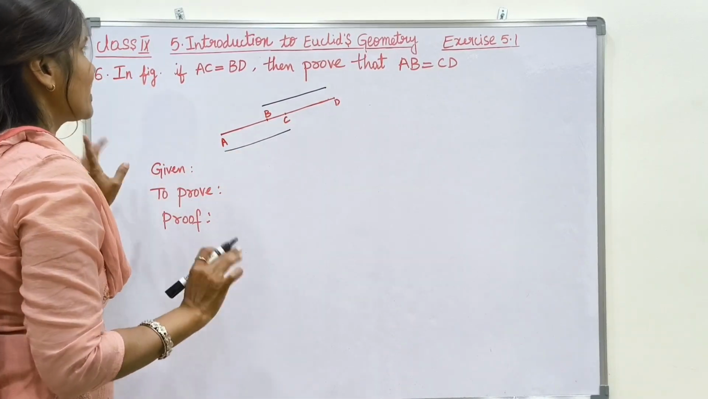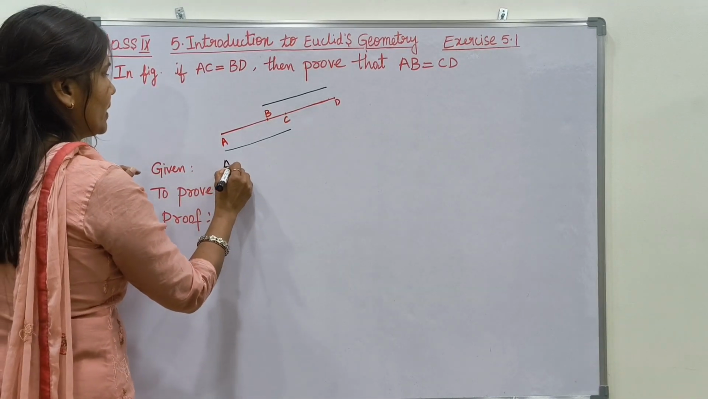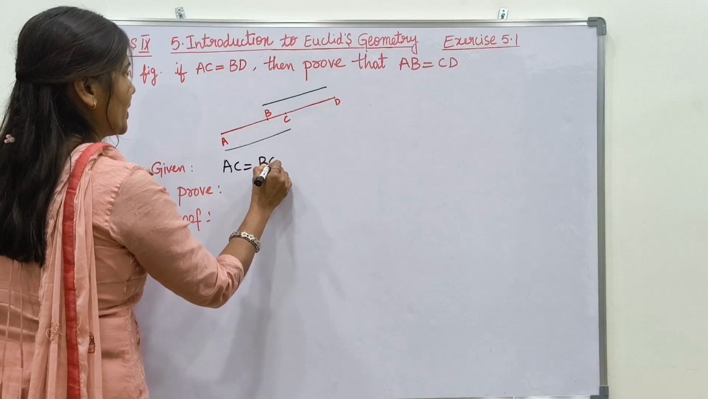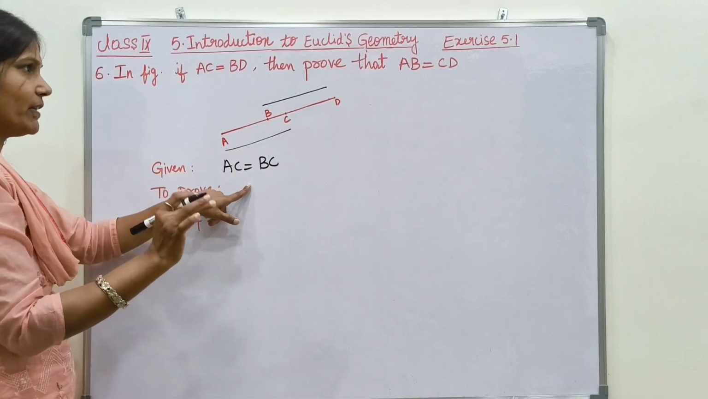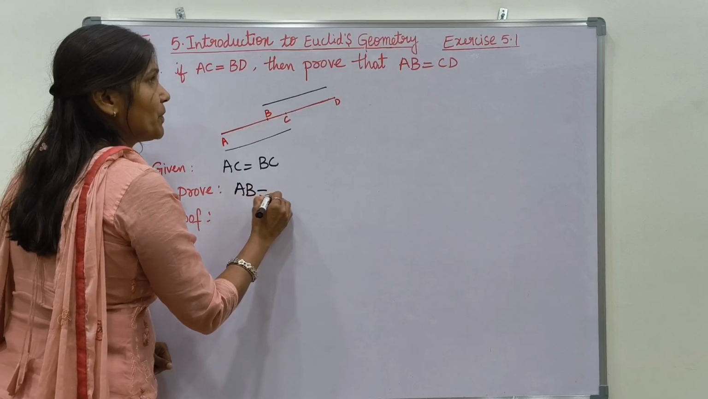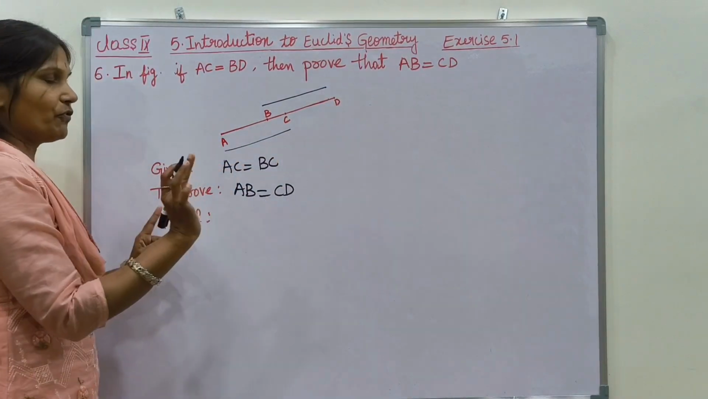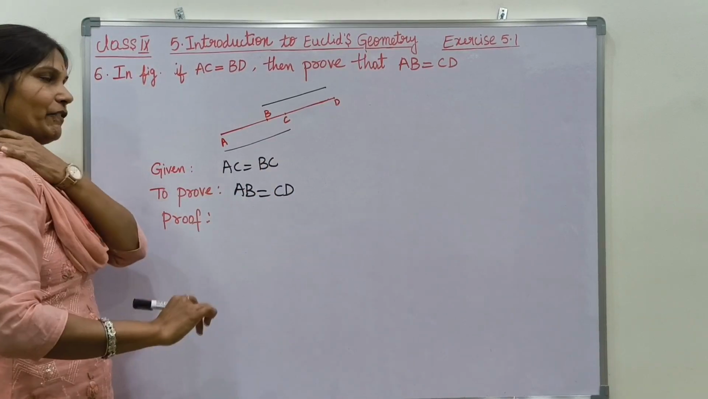First I will write the given. What is the given? AC is equal to BD. This is the given, so first you write it as given. To prove: AB is equal to CD. We have to prove this. For the proof, we will use the given.